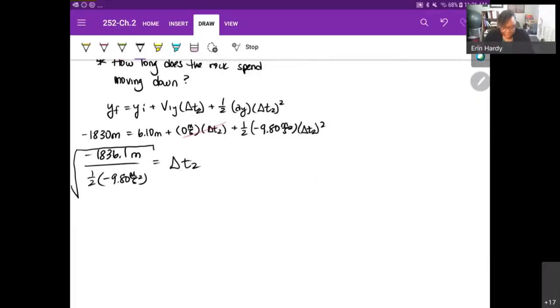So let's do that. Divided by negative 4.9. Underneath the radical, we're going to have 374.7. And the meters that are part of the acceleration unit are going to cancel the meters in the numerator, and I just have seconds squared. Note I have a negative in the numerator and the denominator, so my delta t squared is going to be a positive. Take a square root of that. We have 19.358 seconds.